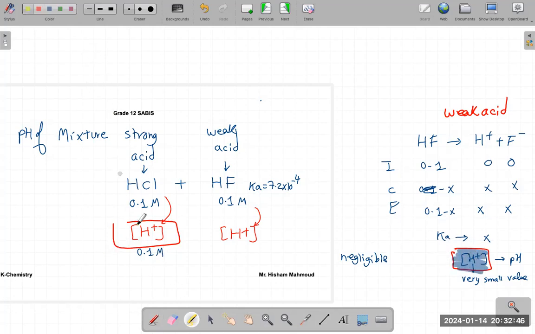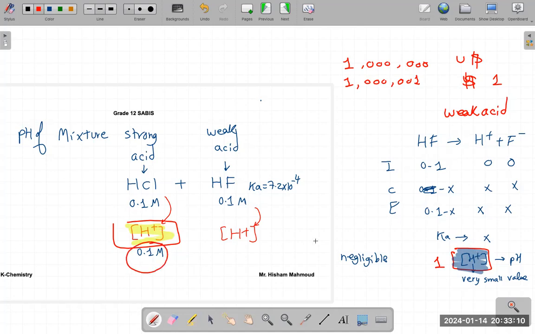We resembled it to the example of somebody giving you a lot of money. He gave you $1 million, and then somebody else has given you $1. If I asked you how much money you have, you will not say I have 1,000,001. You will say I have 1 million. So you ignore this one because you have very high concentration from here.